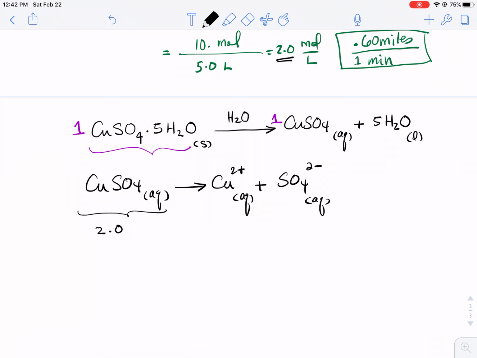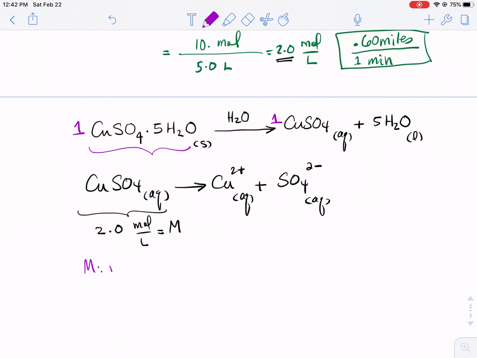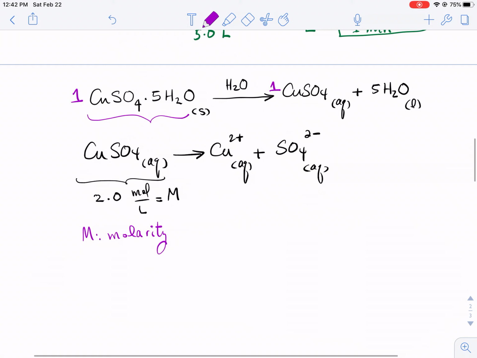So 2 molar is written as 2 moles per liter, or we just simply abbreviate it as capital M. Capital M refers to molarity. So I'll write it down, since I don't think I wrote that down yet for you. M is molarity. And this molarity essentially means moles of solute over liters of solution.